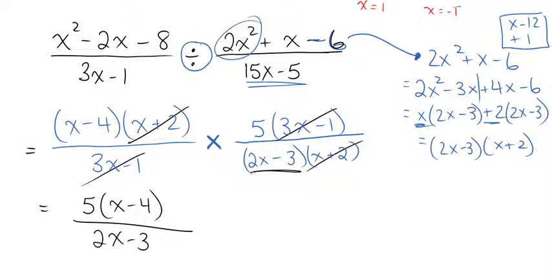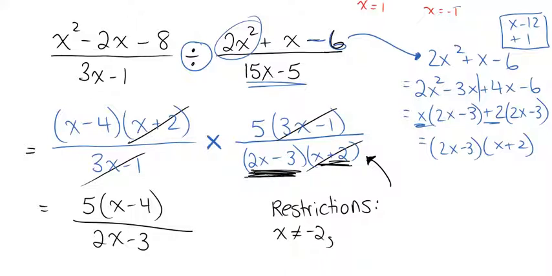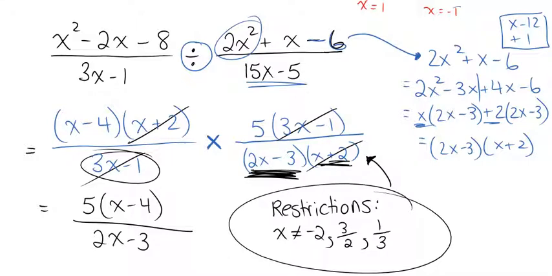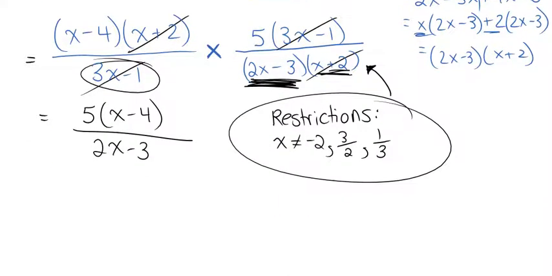I wouldn't bother expanding. And then if I had to state the restrictions, I would go back up to this step and I would list everything that could potentially make my denominator 0. So I'm going to say x can't equal this guy, -2. This guy, if I set this bracket equal to 0, I move the 3 over, divide by 2, I get 3 over 2. And then this guy, I would get 1 over 3. So those would be my restrictions. I know this is a quick explanation, but hopefully it's just to supplement understanding from class.